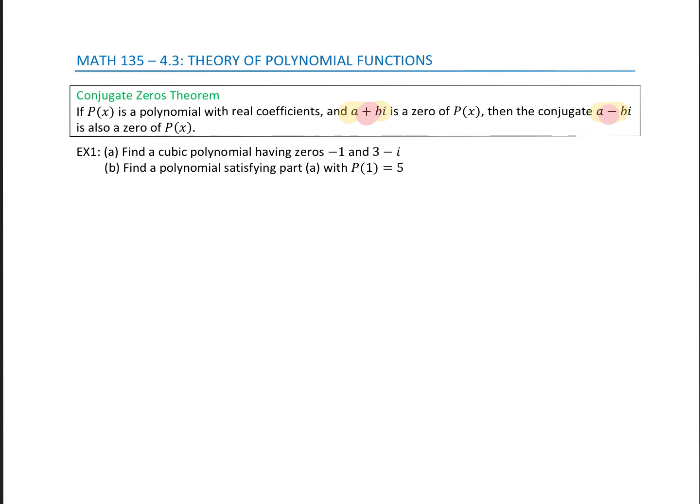Example 1. Find a cubic polynomial having zeros -1 and 3 minus i. And then after that, we'll find a polynomial satisfying part A, but also having that p of 1 equals 5.